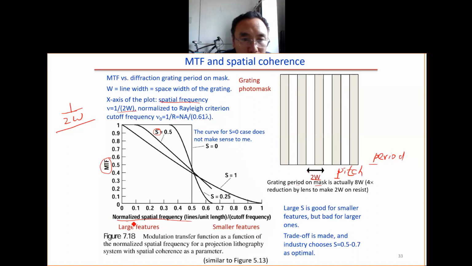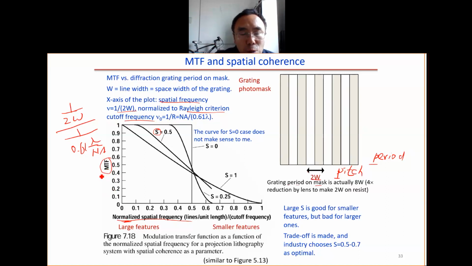Normalized to what? Normalized to the Rayleigh criteria cutoff frequency, mu 0, 1 over r, which is given by this one. So this axis is 1 over 2W normalized to 1 over 0.61 lambda over NA. This is the Rayleigh criteria. This is the x-axis, and the y-axis is the modulation transfer function.